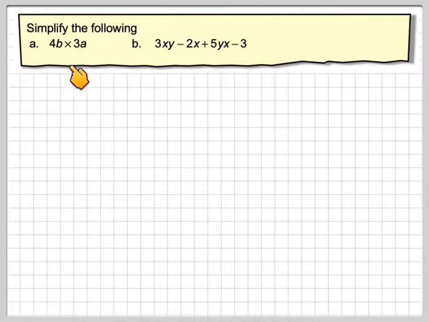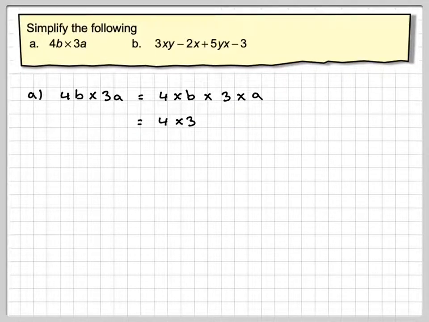Simplify the following. We've got 4b times 3a. So 4b times 3a was equal to 4 times b times 3 times a. If there's no symbol in between, it means multiply. Grouping the numbers together gives you 4 times 3, and then writing the a and the b in alphabetical order, so times a times b.